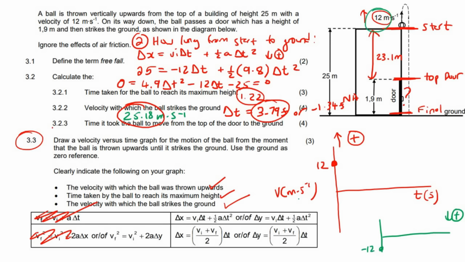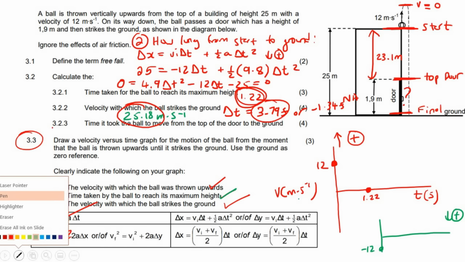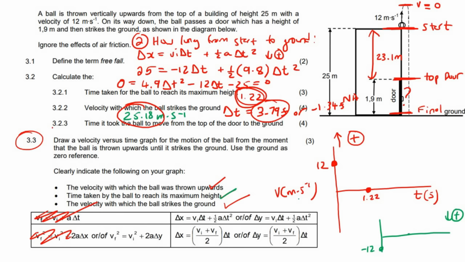Now the next thing they said is the time taken to reach its maximum height. Well, we know that that time was 1.22. So at 1.22, what was the velocity at the maximum height? What is the velocity of the object when it reaches its maximum height? Well, the velocity there is 0. So we're going to have something like this on our graph at 1.22 seconds, a velocity of 0. That'll be the same on this graph as well.